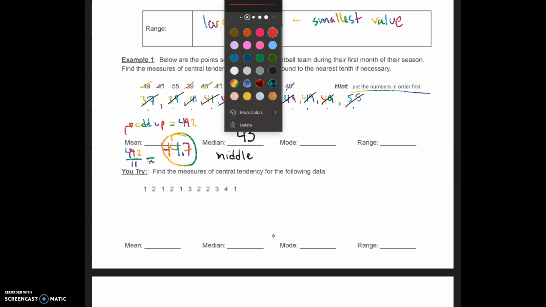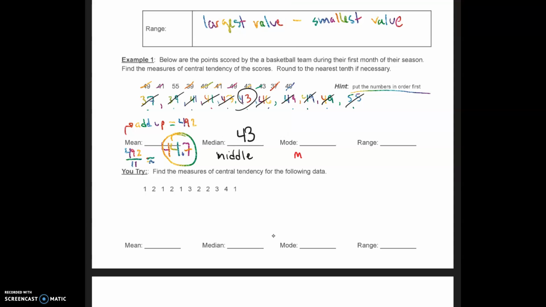How do you find the mode? That's the one that we see the most of. And which number do we see the most often? Sorry about the handwriting. 49. We see 49 3 times. That's the one that we see the most.